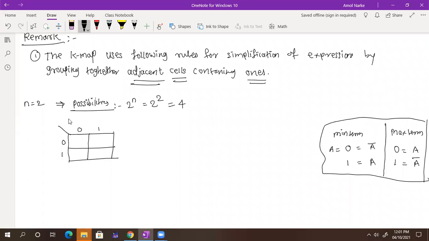Okay. So here we have two possibilities. If n is equal to 2, these are my A variables and these are my B variables. Everyone understand how my one variable and two variables come here? Okay. Suppose we have n is equal to 3. How many possible combinations do we have?